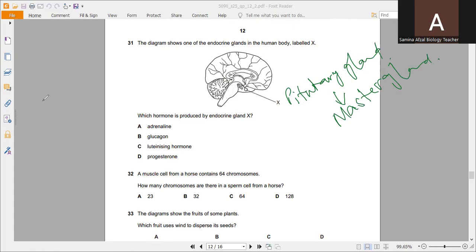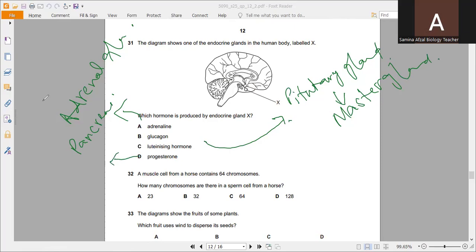Adrenaline is produced by the adrenal gland. Glucagon is produced by the pancreas. And the last one, progesterone, is produced by the ovary. So C is the correct option, which is produced by the pituitary gland.